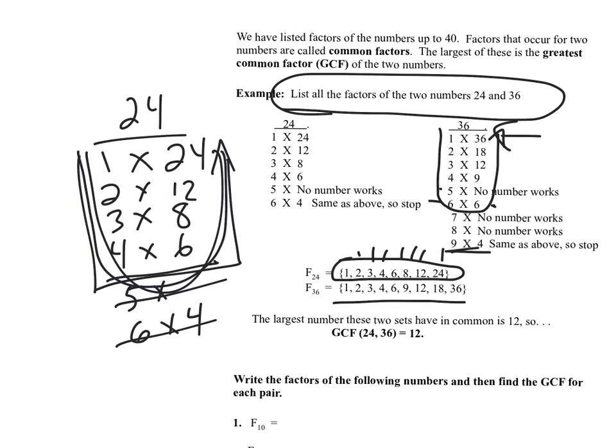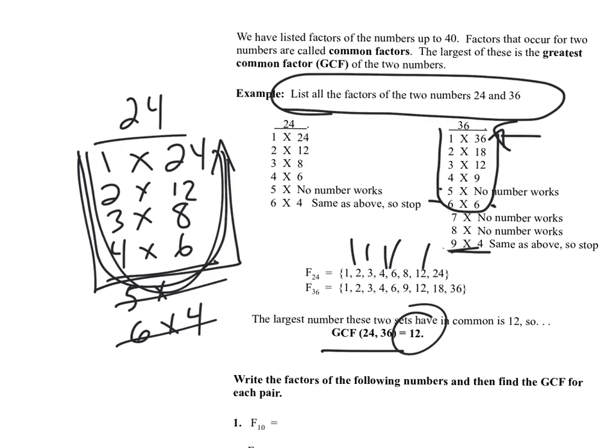Then what they did was they decided, well, we want to find the greatest common factor. So they went through this list and found the common ones. Well, 2 was in common, 3 was in common, 4 was in common, 6 was in common, and 12 was in common. The greatest common factor there is 12. And that's what we're looking for in each of these.